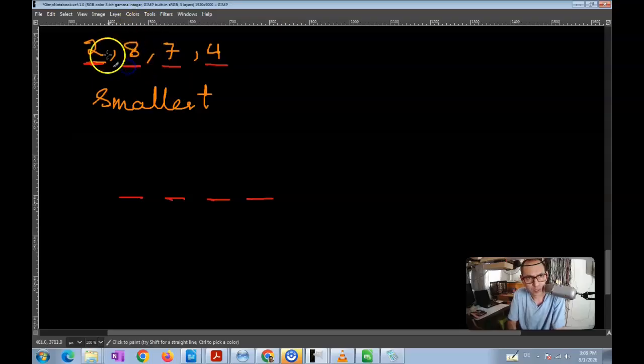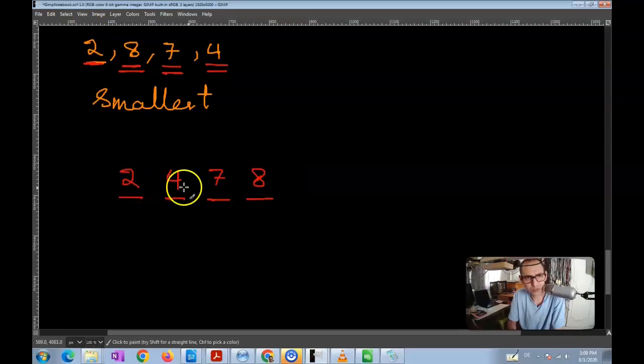So the largest digit is 8, I put it in the ones place value. Then the next largest is 7, so I put it in the tens place value. The next largest is a 4, I put it in the hundredths place value. And the next largest is a 2, I put it over here. So I have 2,478. That's the smallest number that I can make.